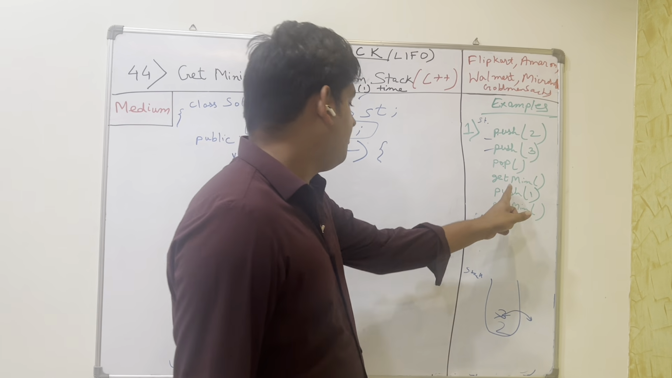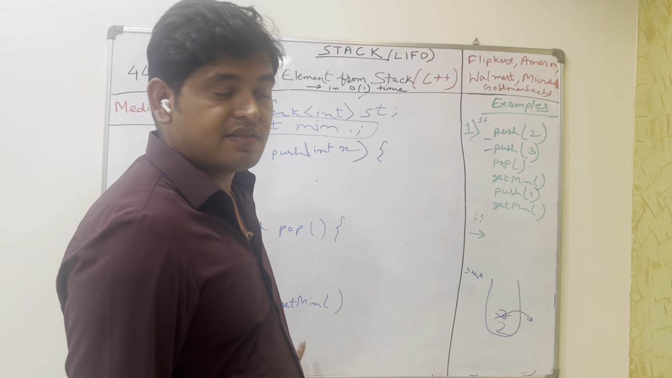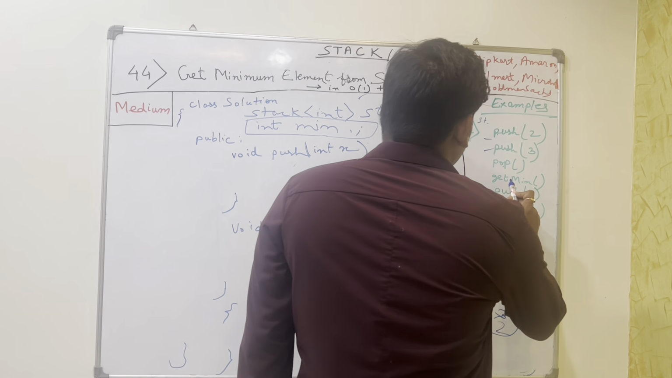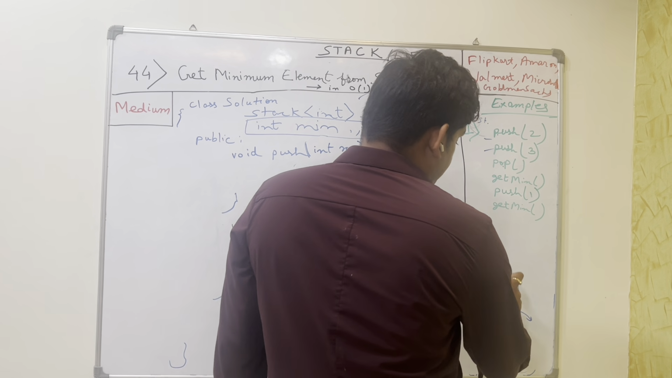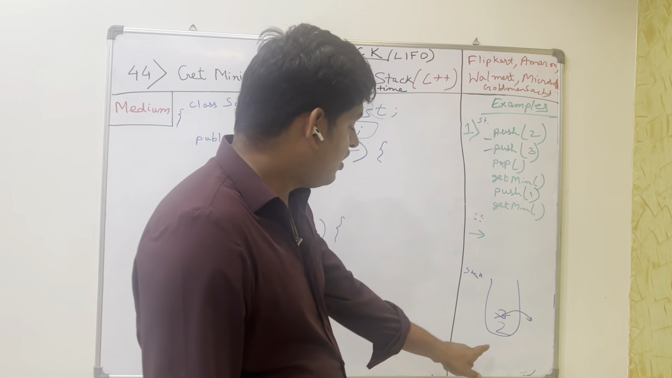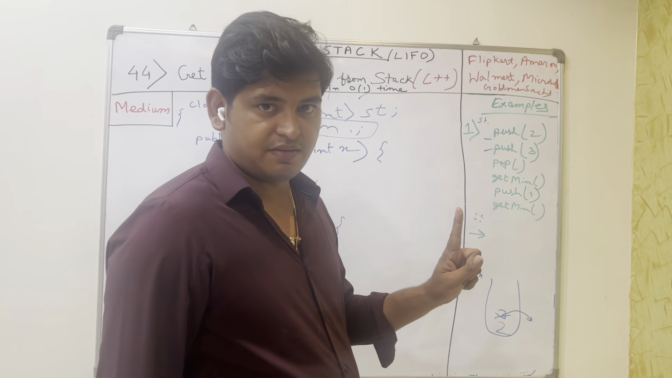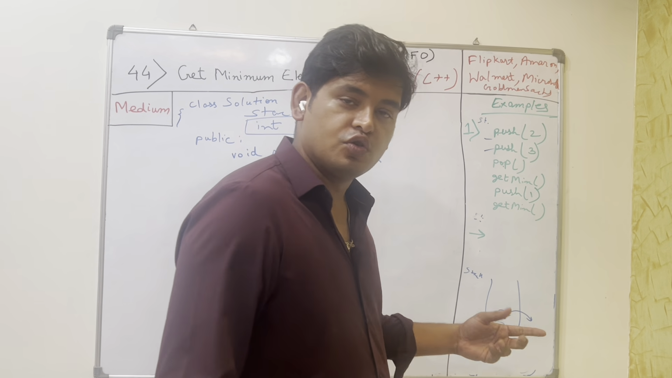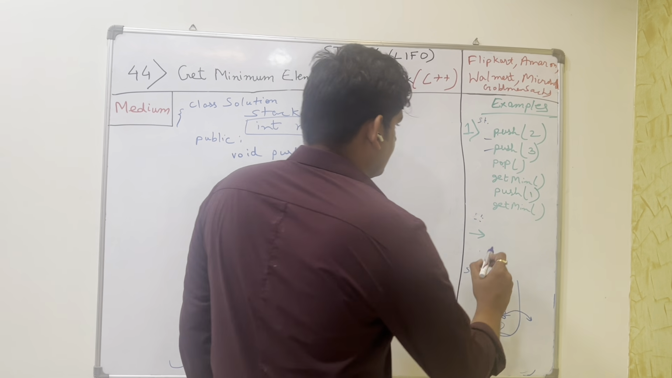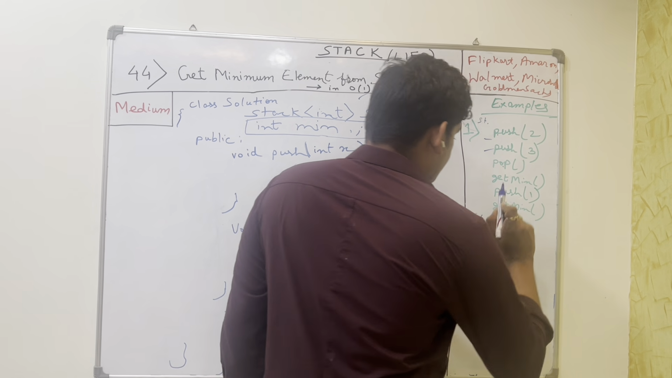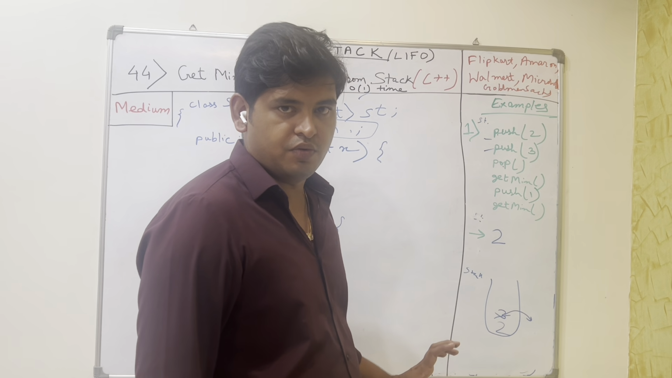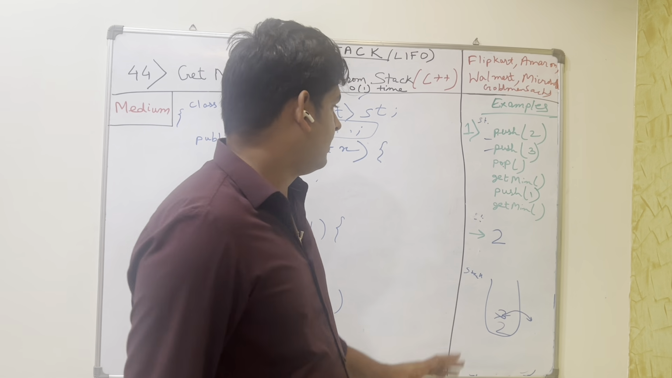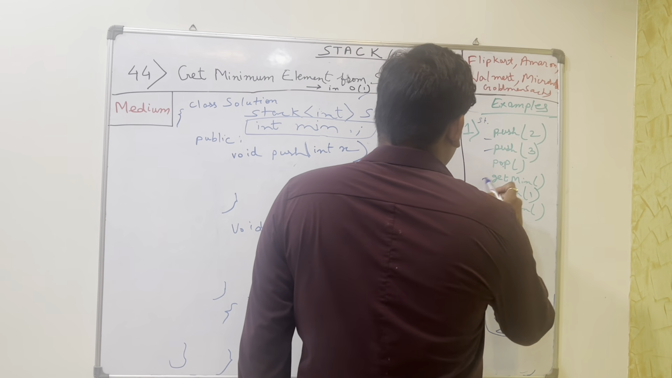Now we have a get min function. Its task is to return the minimum element that is present in the stack. Now we only have one element that is present in the stack, that is 2. So obviously it would be the minimum element. So we have 2 in our output in the beginning. This get min returns 2.